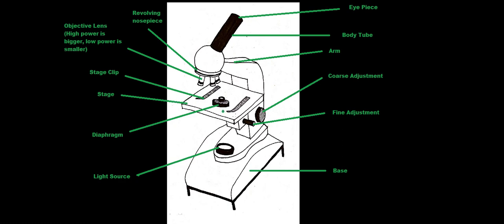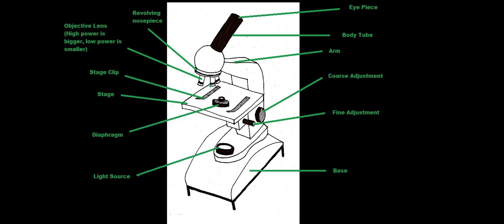Now, the stage is where that actual specimen will sit, and the stage clips will keep that specimen in place. And this diaphragm actually adjusts to allow light inside the microscope. Now here we've got our objective lenses with a revolving nose piece.